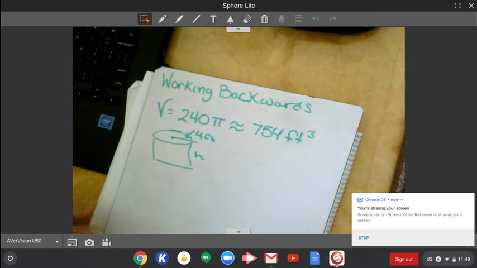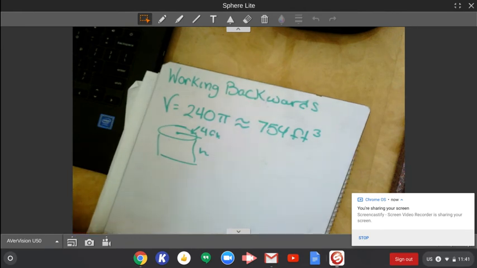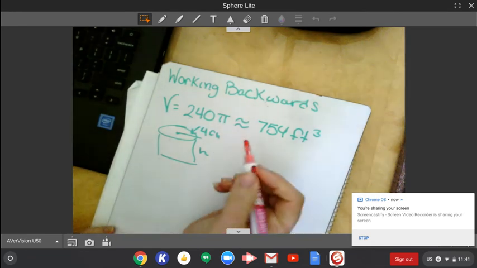Okay. So working backwards. This is where you're given the volume of a cylinder, and you are trying to find either the height or the radius. Okay, so we'll do one of each. Pretty easy. You just have to make sure you write it down and follow the steps. So here we go. In this case, they're going to give you a volume.